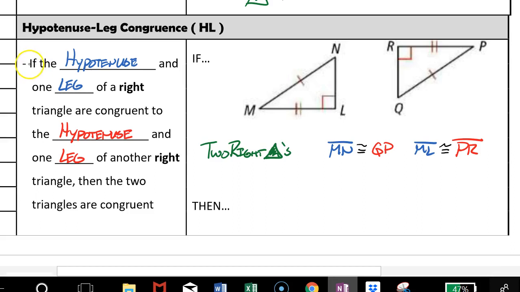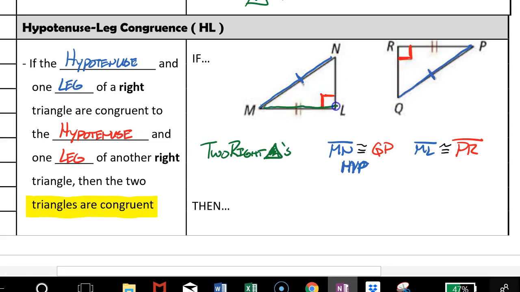This congruence theorem says that if the hypotenuse and one leg of a right triangle are congruent to the hypotenuse and leg of another right triangle, then in fact the 2 triangles are congruent. So this is essentially an angle side side congruence. However, it's not an angle side side congruence because we're not just using any old angle, we're using a right angle. So hypotenuse leg only works if the angle that we're given is a right angle, and then we have 2 other sides, specifically one side being the hypotenuse, in this case MN and QP being congruent, and then one of the other 2 legs being congruent.